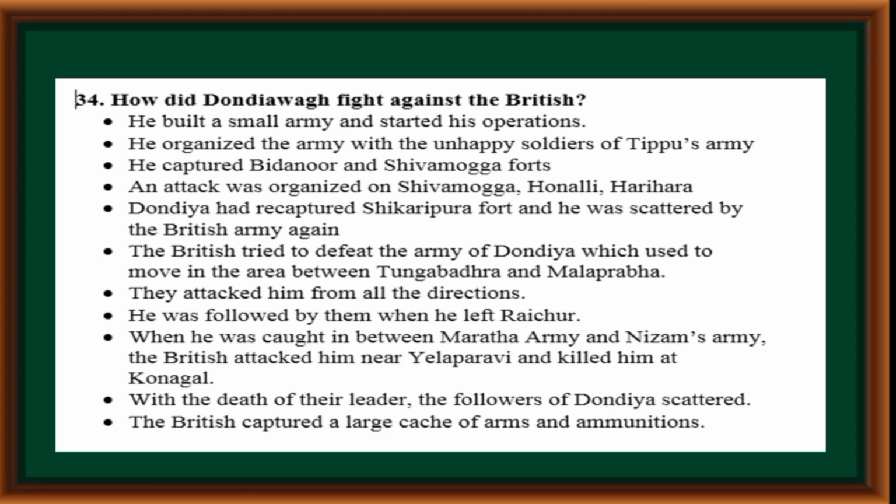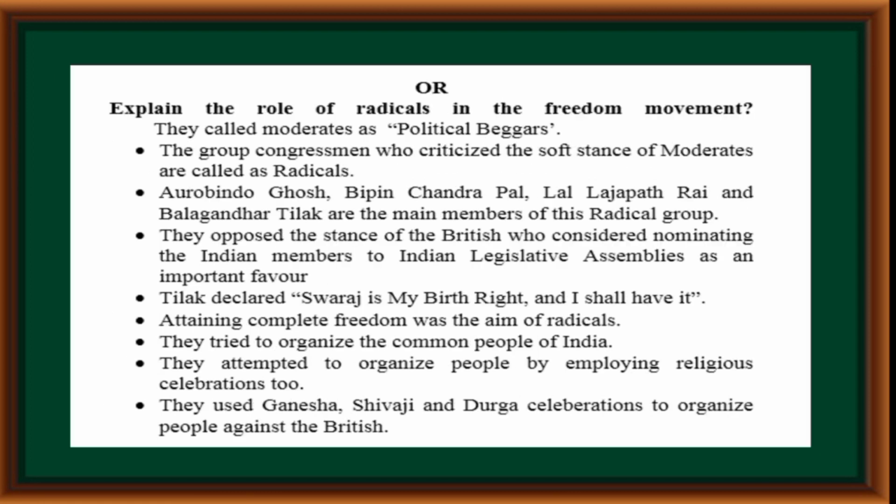The British tried to defeat the army of Dondia, which used to move in the area between Tungabhadra and Malaprabha. They attacked him from all the directions. He was followed by them when he left Raichur. When he was caught in between Maratha army and Nizam's army, the British attacked him near Yelaparavi and killed him at Konagal. With the death of their leader, the followers of Dondia scattered. The British captured a large cache of arms and ammunitions.